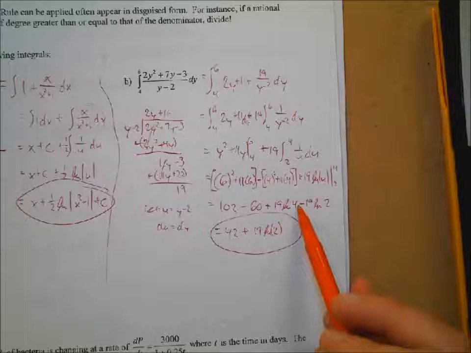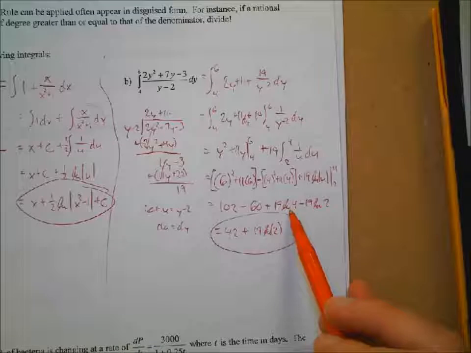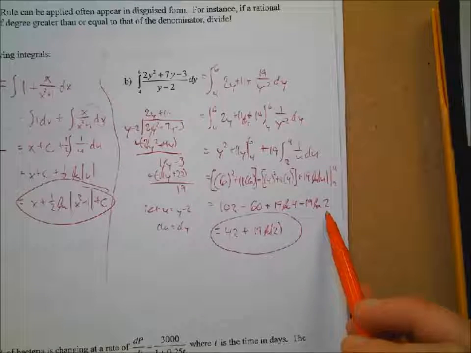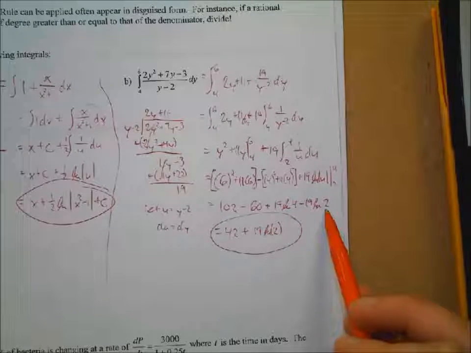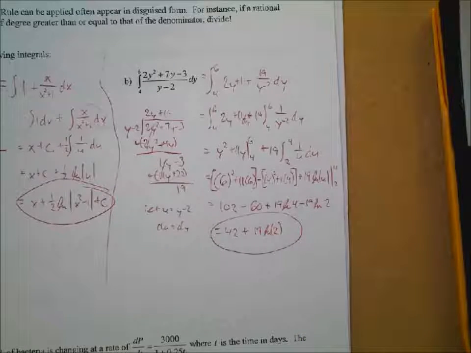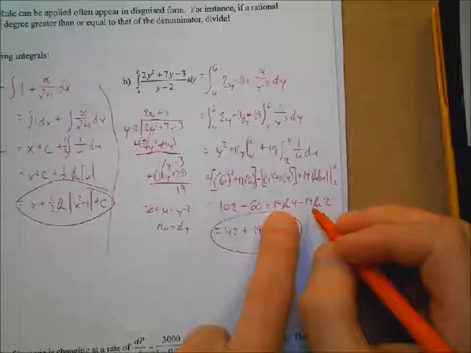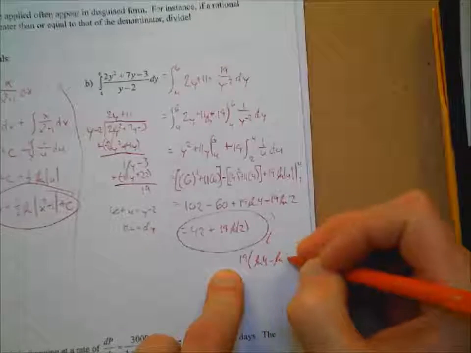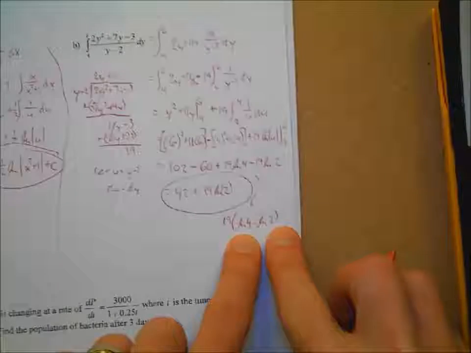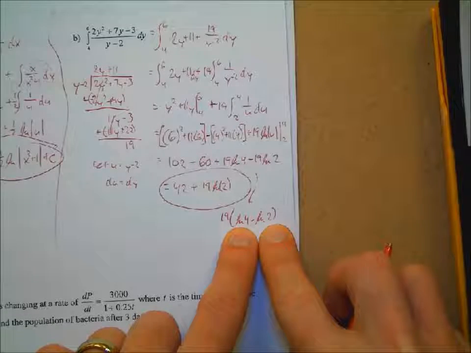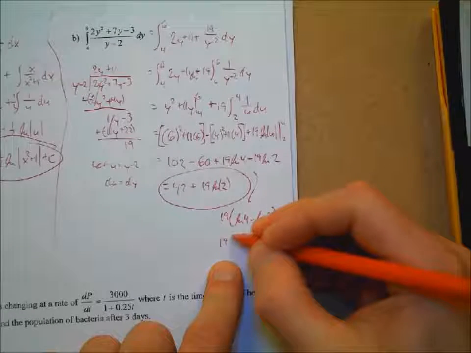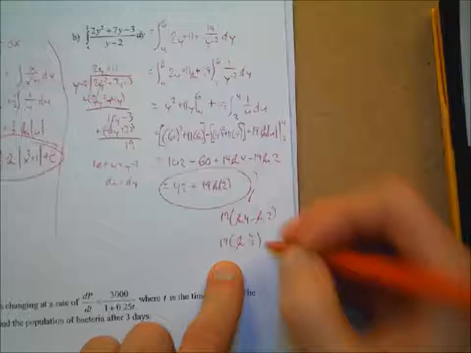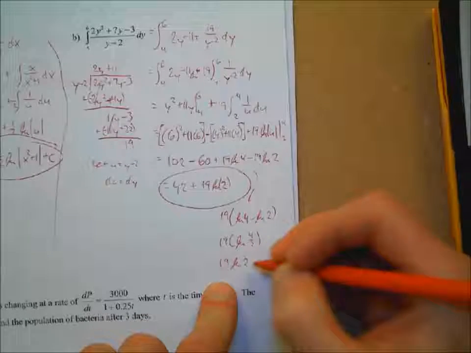And so then there's the arithmetic, okay? So 102 minus 60, 42 is your integral value for this. And then 19 natural log 4 minus 19 natural log 2 is 19 natural log 2. Remember, we're subtracting here. So natural log of 4 minus the natural log of 2 is natural log of 4 divided by 2. And so it simplifies to just this.